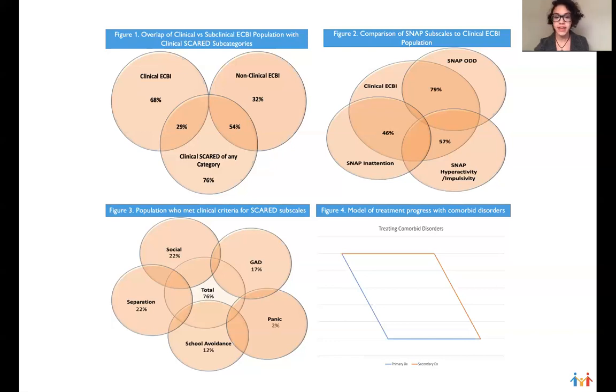So you're getting a lot of information about what these parents are reporting that they're seeing in their children just at baseline. In figure 4, this is a model that Dr. Kurtz loves to use when describing treatment progress with comorbid disorders. You are identifying your primary and your secondary diagnosis, and what you're going to see is high impairment of both diagnoses at the beginning of treatment, and over the course of treatment, you might tend to one, so you might tend to the primary diagnosis first, and then you'll see that drop in terms of clinically impairing symptoms.